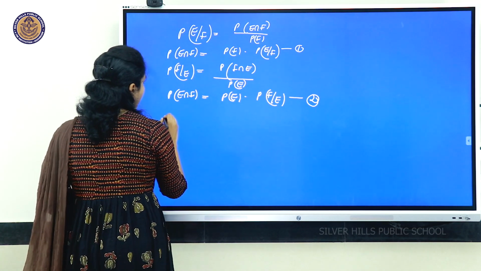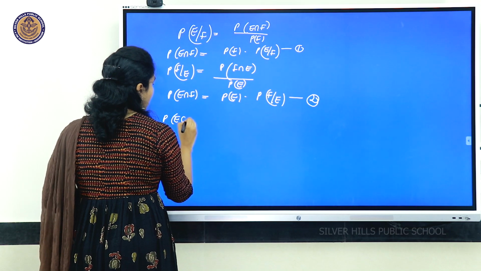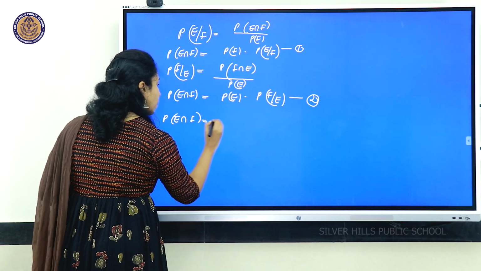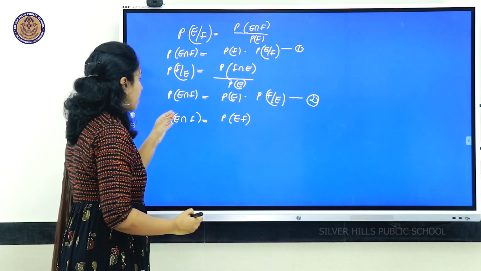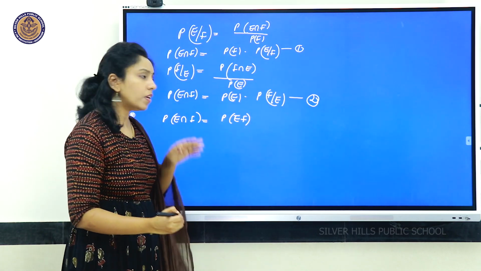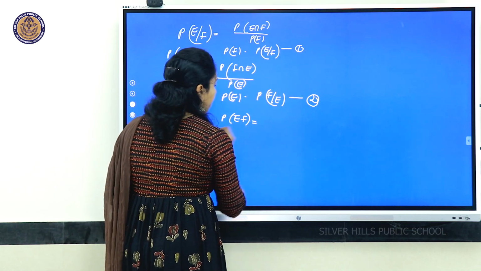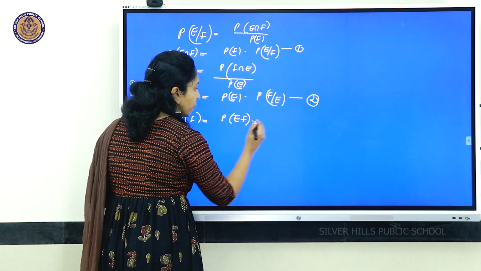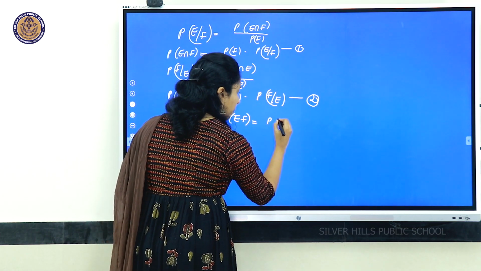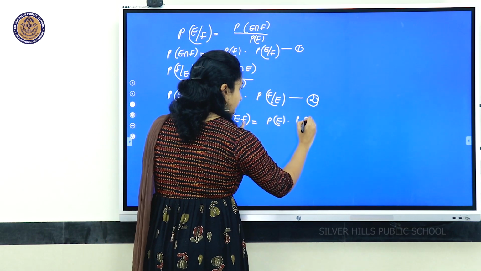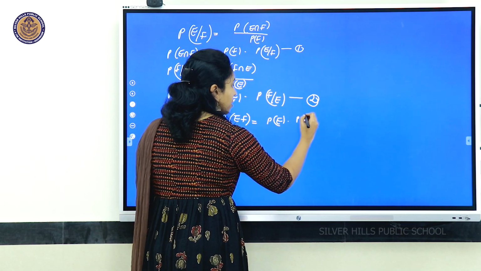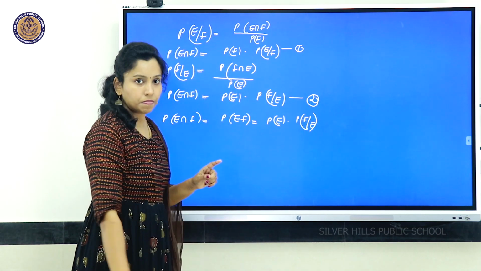So, I can write P of E intersection F. Now, E intersection F, sometimes we write EF, both are the same. Instead of writing E intersection F, I can write P of EF. So, how do I apply the multiplication theorem? If E comes first, I can write probability of E into probability of the second given the first one has taken place.